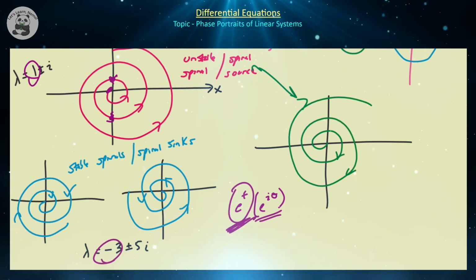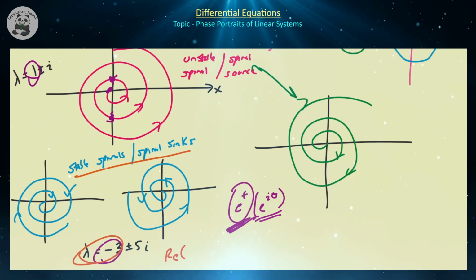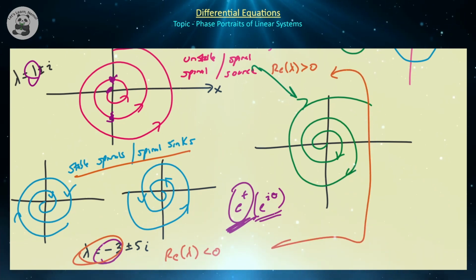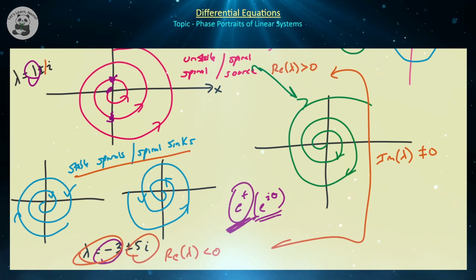So if the real part of our eigenvalue is negative, then both of those e to the i theta and e to the minus i theta terms are going to decrease to 0 as time goes to infinity, right? So you will have a stable spiral or a spiral sink if the real part is negative, and you'll have an unstable spiral if the real part of that eigenvalue is positive. And keep in mind, for both of these situations, it was only true because the imaginary part of your lambda value was not equal to 0. In this case it was 1, or in this case it was 5. So that's the next type of phase portraits that we could have.